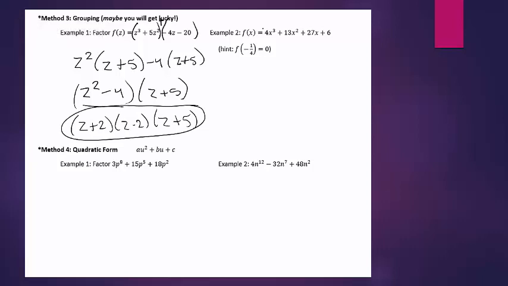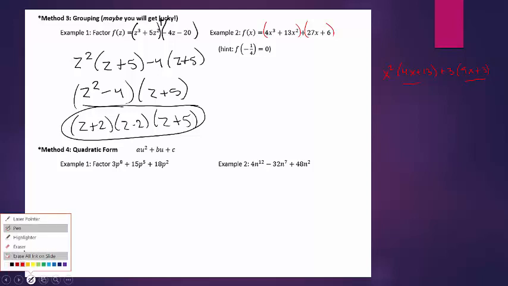If we try grouping with our next example, the GCF for the first group would be, I'm going to write it over here, x squared, and then you're left with 4x plus 13. The GCF for the second group would be 3, which leaves you with 9x plus 3. So you can see the grouping didn't work out for us. That doesn't mean that we can't do the problem, it just means we have to find a new tactic.